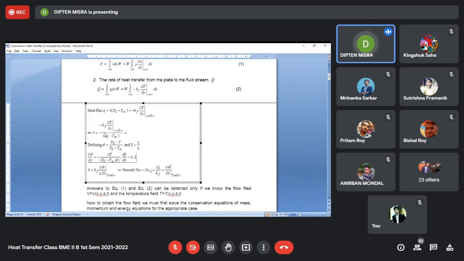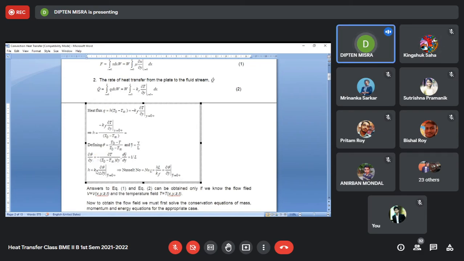Can you not write it like this? This H will be equal to K into del theta del y bar into 1 by L. So this will be equal to this thing. So H into L by K will be nothing but equal to del theta del y bar at y bar equal to 0.